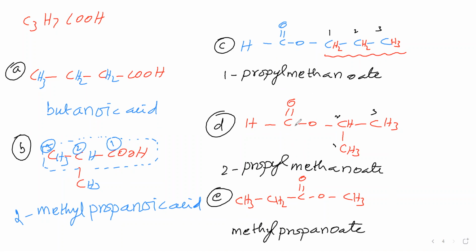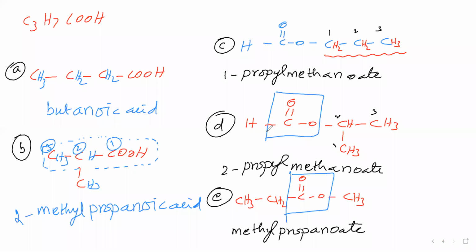Now DE we will see. In D we have the functional group ester, and in E we also have the functional group ester. Here, for this functional group, on the right side methyl is present. For this functional group, on the right side propyl is present, isopropyl is present. So the right side of the functional group is different. Similarly, the left side of the functional group is different. Therefore, D and E are called metamers.